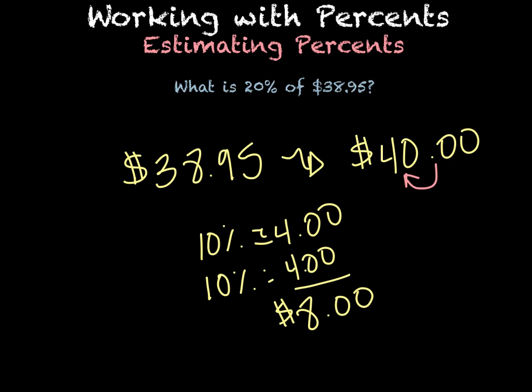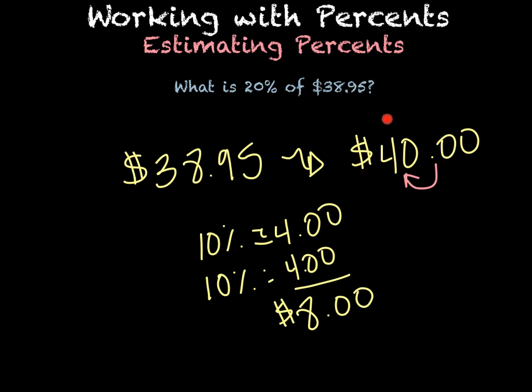Pretty cool. And this is how adults do it all the time. Like walking through the store, if we see 20% off, we do this little trick here. We round our number so it makes it easy. We round to the nearest dollar, nearest $10, nearest $100, and find 10%. And we were talking about this.